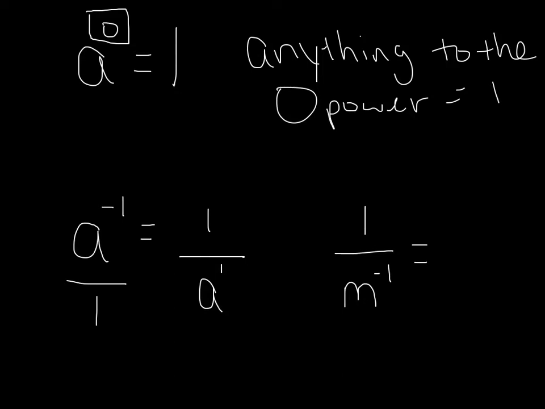Okay, same thing if m to the negative 1 is on the bottom. If it's negative on the bottom, it means it's positive on the top. So we would move that m to the top because remember that exponent is attached to the m. And there's nothing left on the bottom, so really it's just a 1. So if it's negative on the top, we need to move it to the bottom. If it's negative on the bottom, we need to move it to the top.